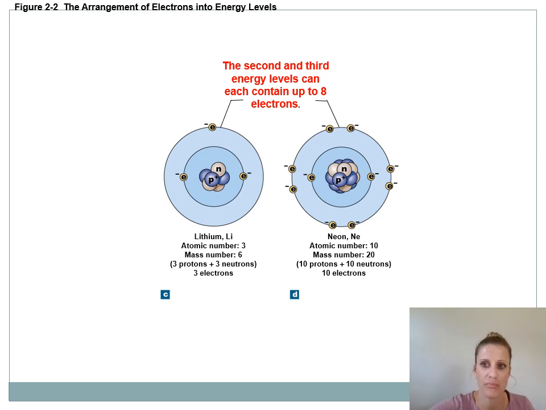Now we need to place these 10 electrons. How many can go in the first energy shell? 2. So we put our 2 electrons here in the first shell. Right? We had 10 total, so now we have 8 left. How many can we put in our second shell? 8. Perfect. So we put our 8 electrons, 1, 2, 3, 4, 5, 6, 7, 8 in our second shell, and neon has a full valence shell.